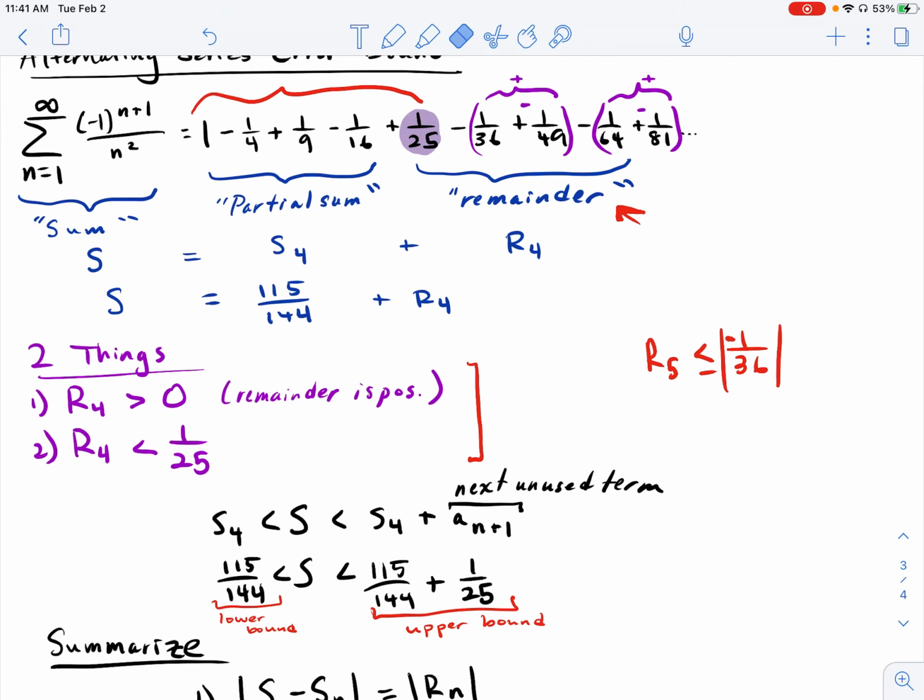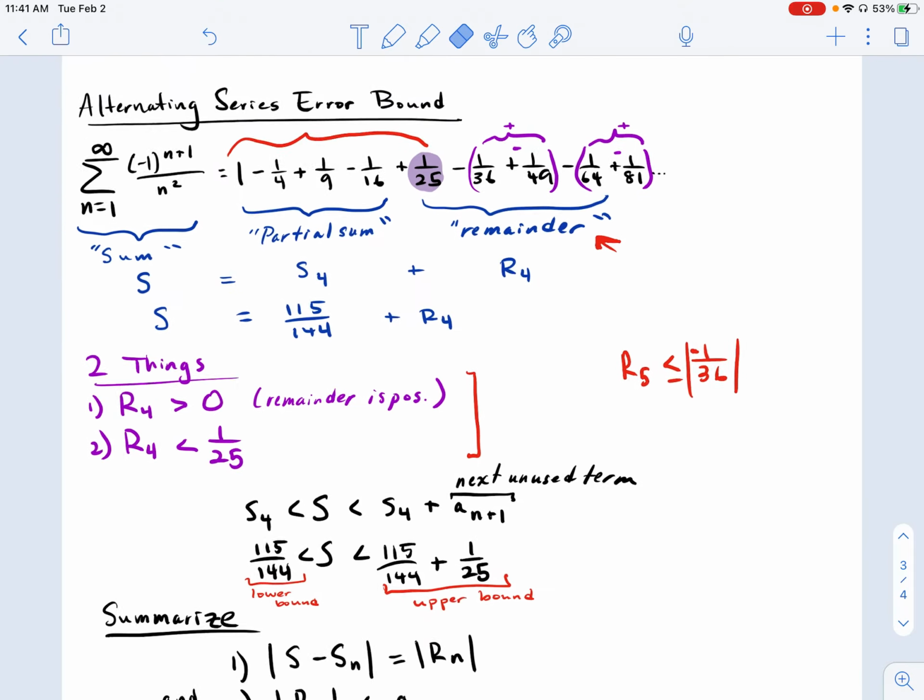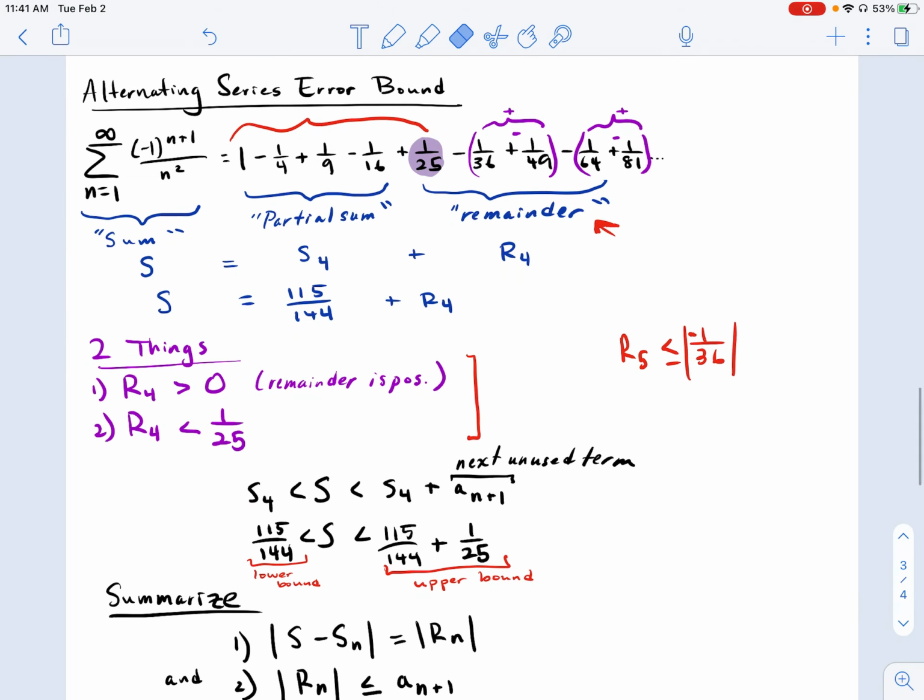So over the course of the next couple of problems, or in the rest of this lesson, we're going to be looking at approximating the value or the sum of alternating series, and also getting a sense of how good that approximation is by looking at its error.